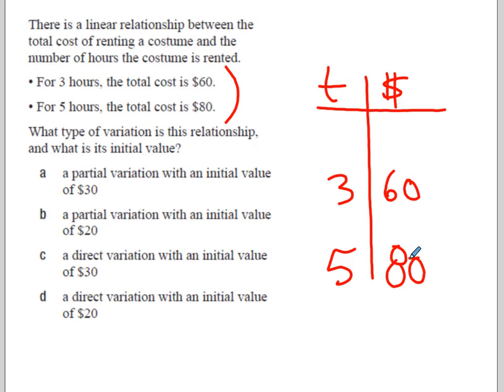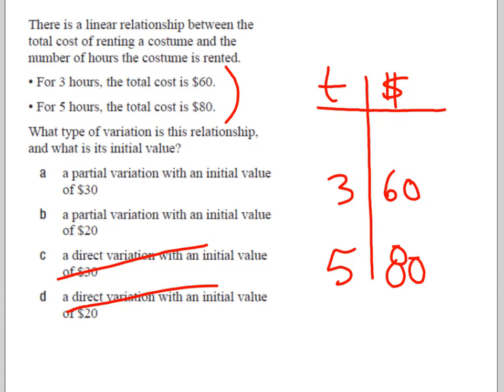Okay, so now what type of variation is this? So we're looking for either partial or direct. Now if we read through these answers, we can get rid of the bottom two pretty quickly because it says a direct variation with an initial value of $30. Direct variation always goes through 0, 0. So those two are both out, just by virtue of they conflict within its own sentence.